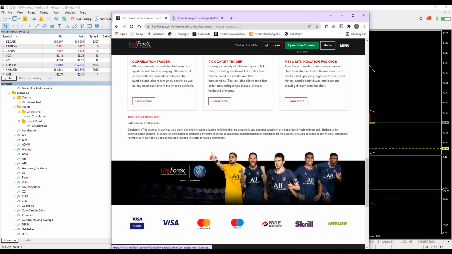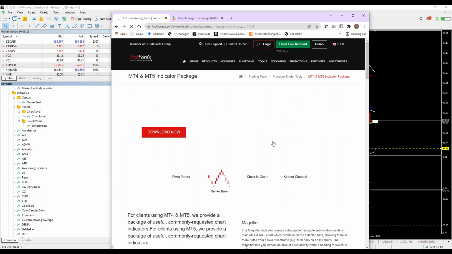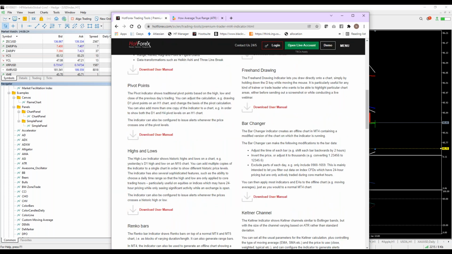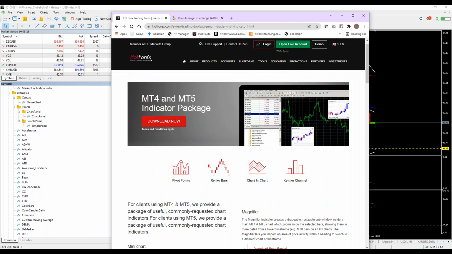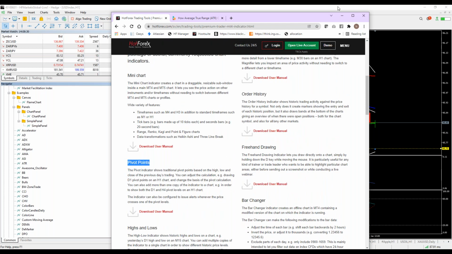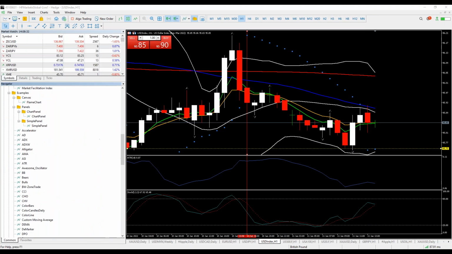Go down to the indicator package, and you can download the pivot points. Here it is, pivot points. By downloading the whole package, you're getting pivot points. With pivot points, you're getting the immediate support and resistance levels. Like that. Let me share my MT4 so you can see how they look.